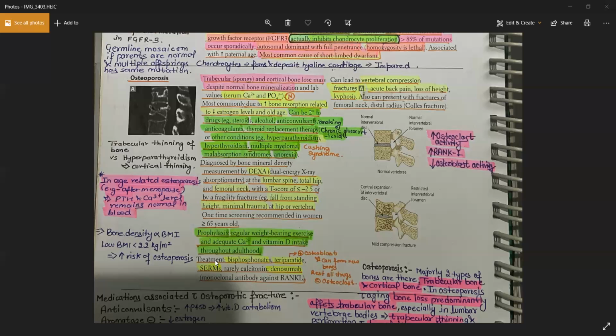Then the SERMs are also given. Does anyone remember the name? Raloxifene. Raloxifene. Okay, tamoxifen for breast cancer and raloxifene for osteoporosis. Calcitonin therapies can also be given. Denosumab, which is a RANK ligand monoclonal antibody, you can also give that. So these are all the treatments for osteoporosis.